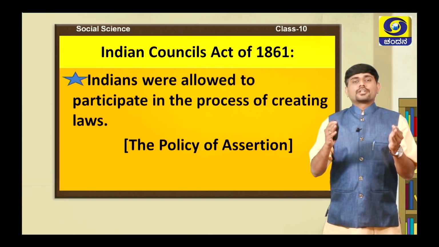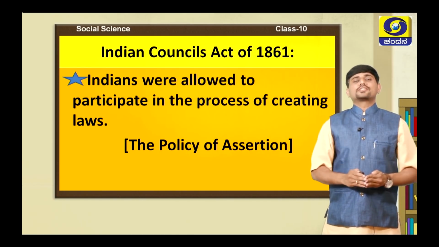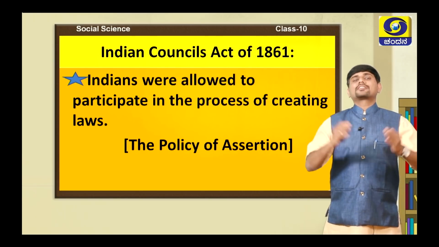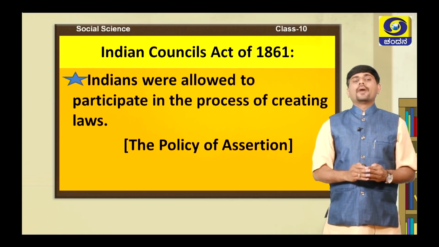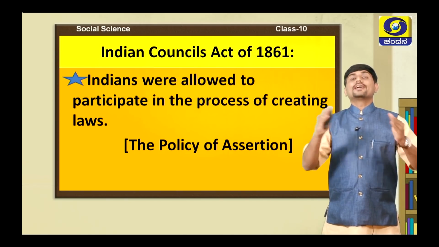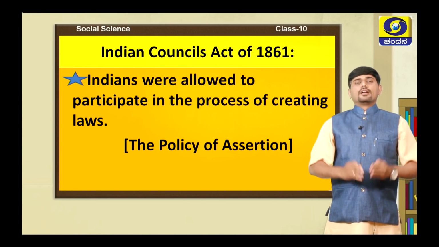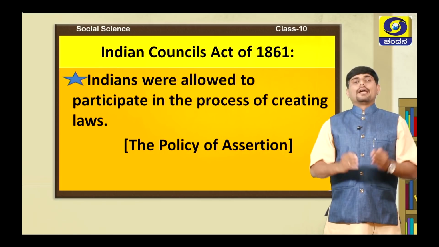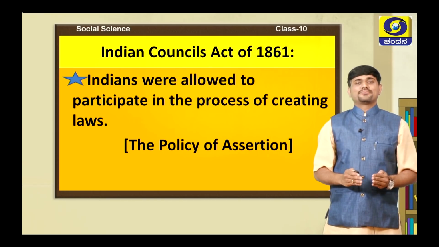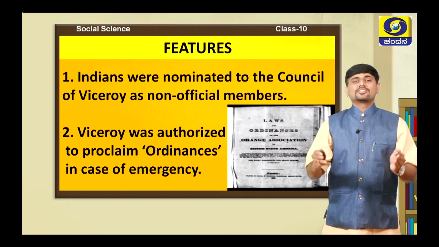Followed by the Queen Victoria Proclamation Act of 1858, now we have the Indian Council Act of 1861. The Indian Council Acts, or else we also call them the Government of India Acts. According to the Indian Council Act of 1861, the Indians were allowed to participate in the process of creating laws. For the first time in the history of British rule in India, the British government involved the Indians in the law-making procedure. And therefore, this law is also referred to as the policy of association in India.